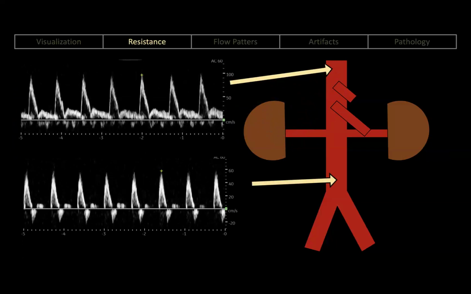And so just to take a look at that, if we compare the proximal aorta with the distal aorta, you can see the slightly lower resistance pathway of the proximal aorta because it's also including the lower resistance pathways of the organs, whereas the distal aorta is only going to be supplying your lower extremities and is predominantly going to be muscle involved.